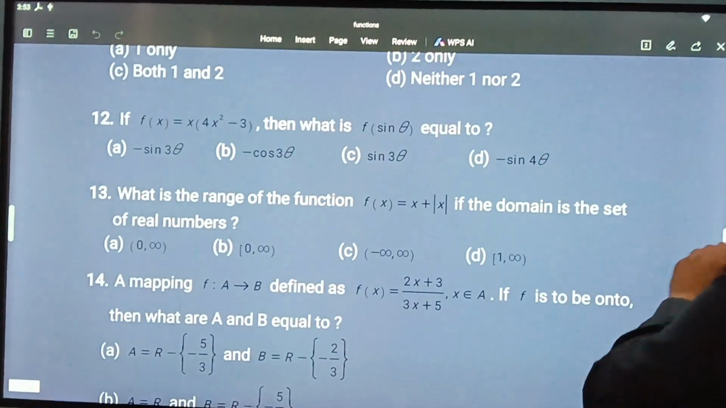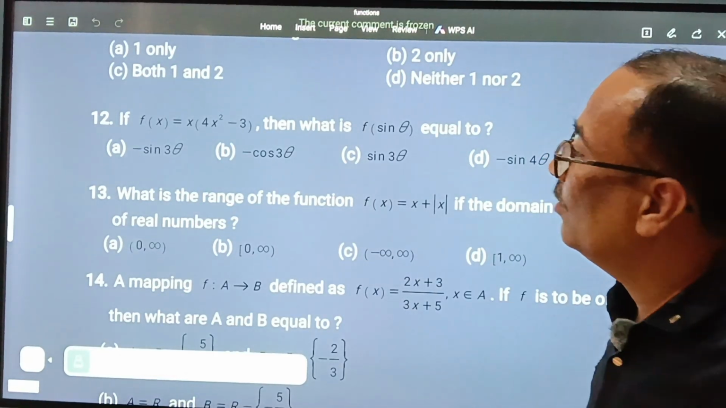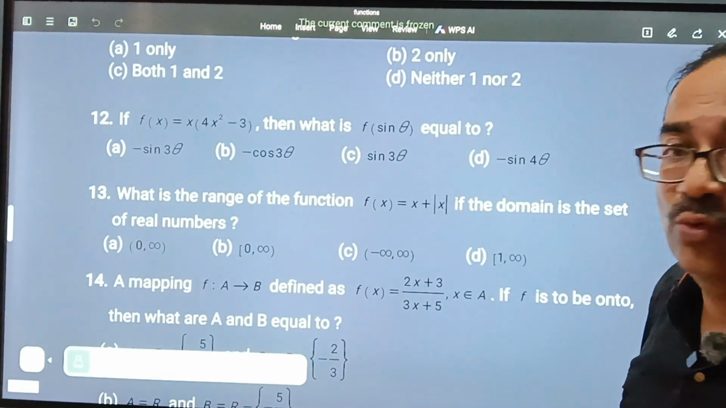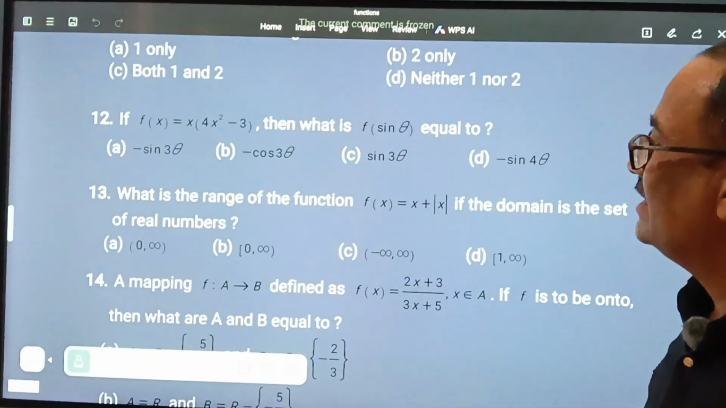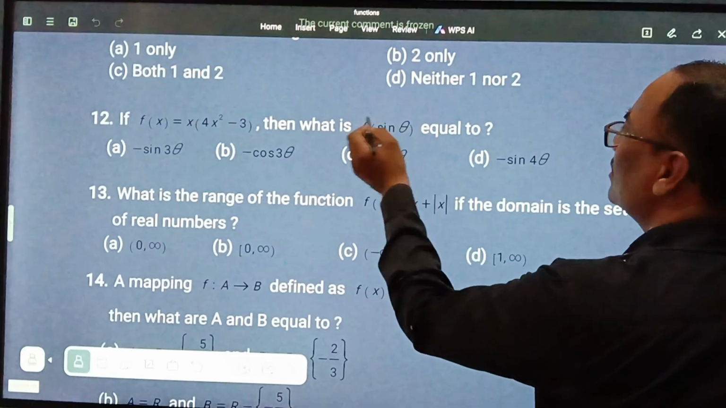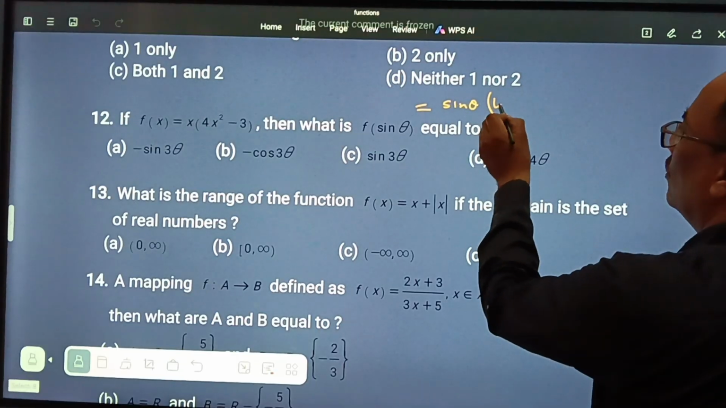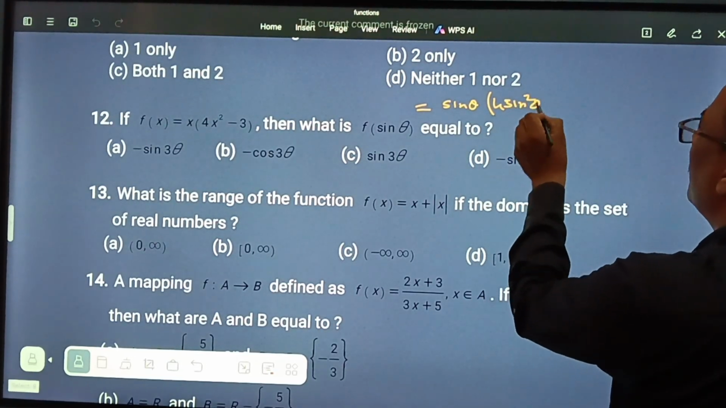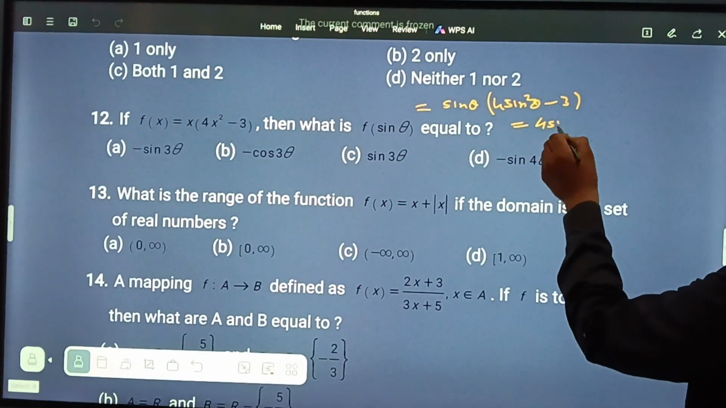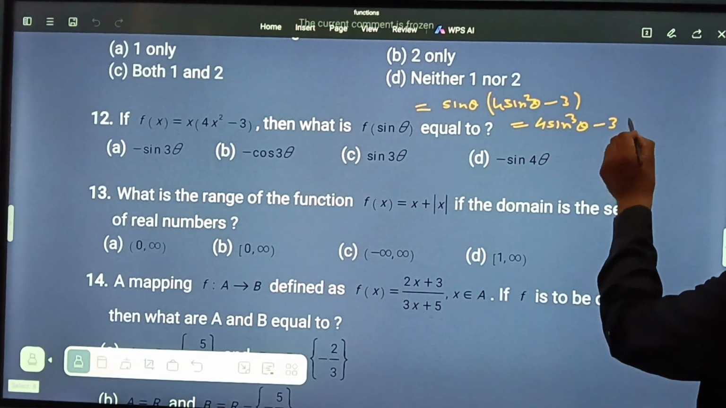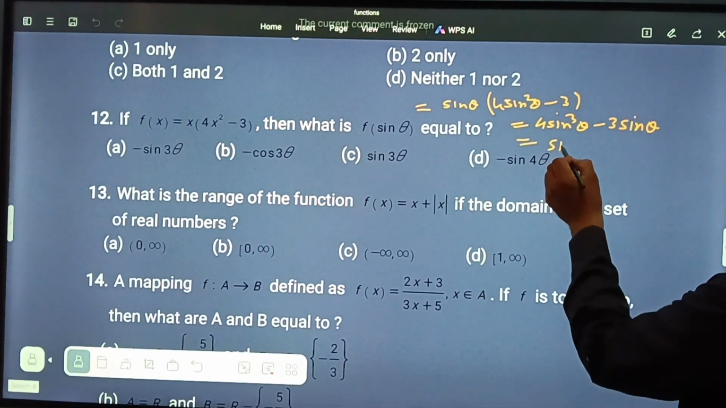The 12th question is represented as f of x is equal to x times (4x square minus 3). Then find f of sine theta. So f of sine theta is what, bache? F of sine theta is definitely sine theta into (4 sine square theta minus 3). When we open this bracket, what do we get? 4 sine cube theta minus 3 sine theta, and so this is equal to sine 3 theta.